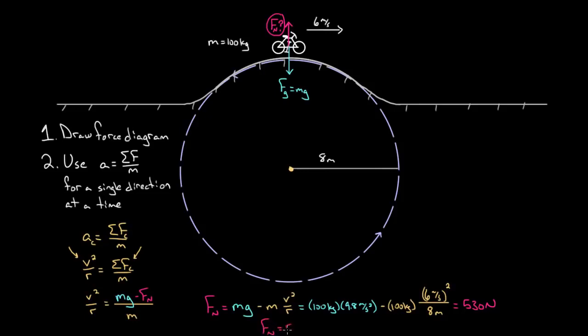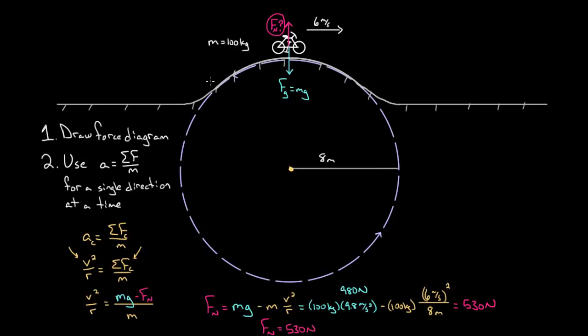That is not equal to your weight. This is less than your weight. The force of gravity on you is going to be m times g. That would be about 980 newtons. So you experience less normal force, and this is natural. This is what happens when you ride over a hill fast. You feel slightly weightless as you go over that hill.